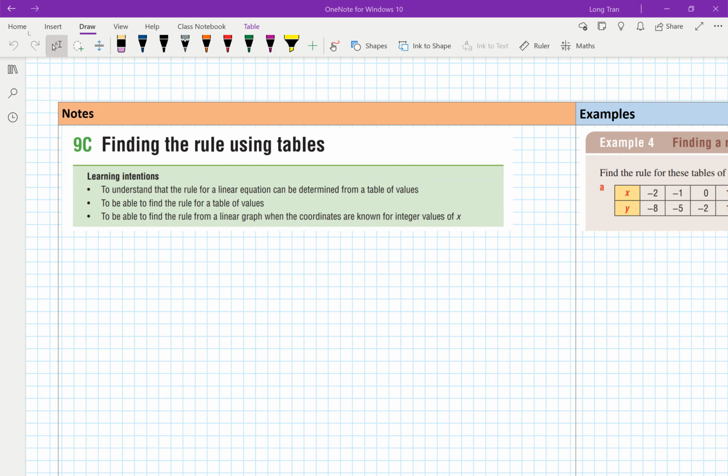Exercise 9C. I want you to copy down this general formula that you will be seeing quite often. Here we go, copy this down. y equals m times x plus c. Let's go. y equals mx plus c. I want you to copy this down. m times x, mx plus c. Just one c.